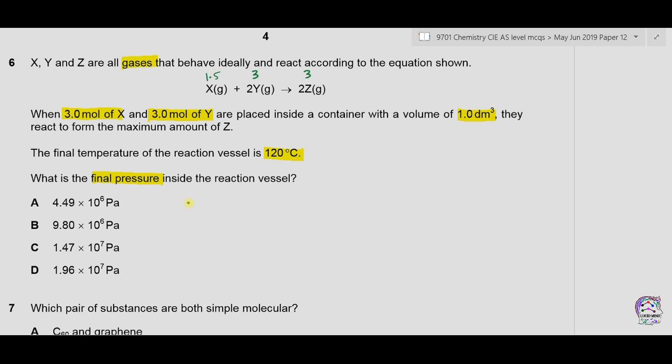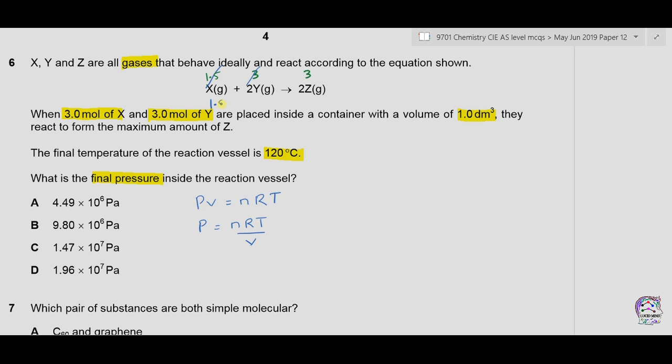Now to find the pressure, we have the formula PV equals nRT, where P is the pressure, V is the volume, n is the number of moles, R is the ideal gas constant and T is the temperature in Kelvin. So P becomes nRT divided by volume. So in this reaction 1.5 moles of X has completely reacted with 3 moles of Y to form 3 moles of Z. So therefore X and Y are consumed.